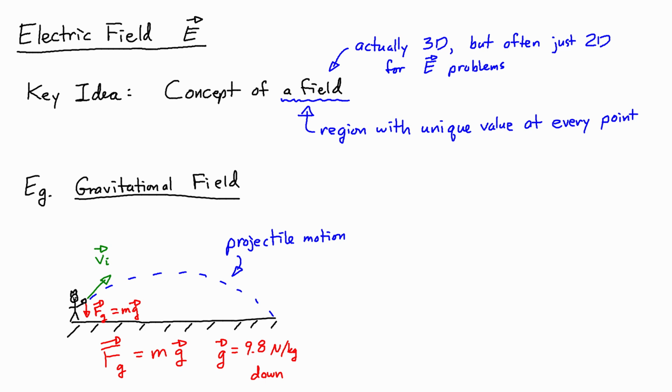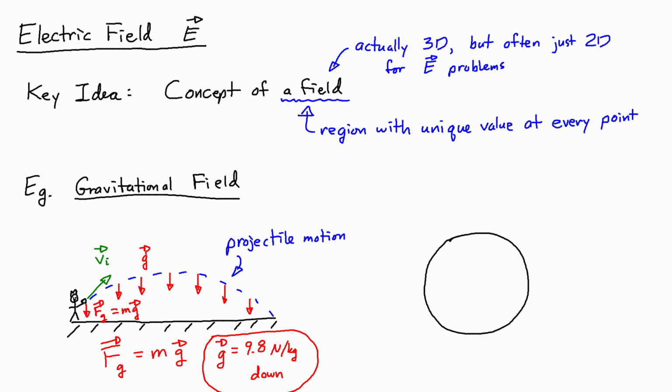What the students didn't realize is that this vector g, 9.8 newtons per kilogram down, is actually describing the gravitational field. Every point along that trajectory has g going down. And this is valid for projectiles when you're not moving very far away from the Earth's surface. Maybe you have heard of the concept, if you go to the top of Mount Everest, for instance, then the value of gravity will be a bit different.